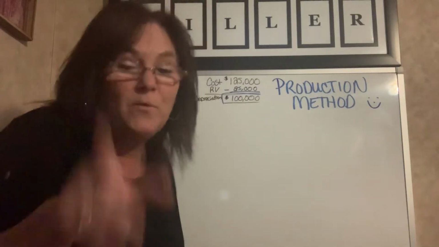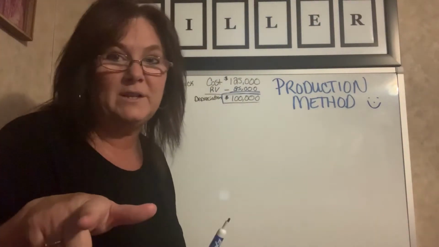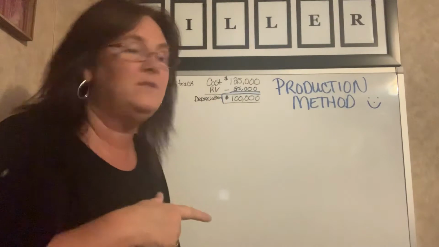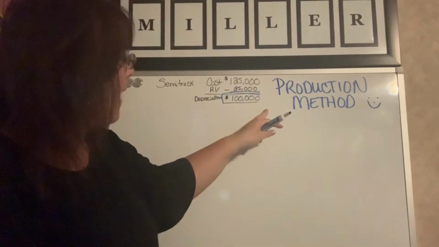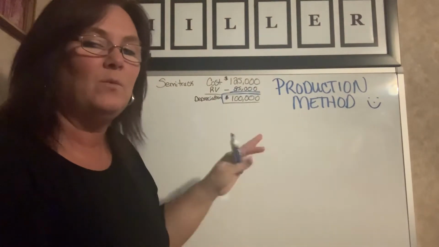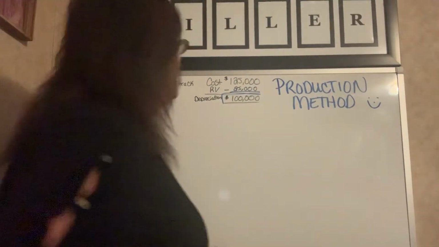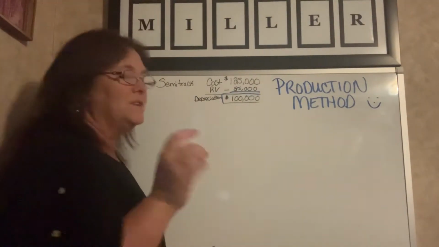Hi everyone, hopefully you watched the first video on straight line. This is the second method that's called the production method. So we're going to start here looking at the math, which is the exact same math that we need for the second one. So let's look at it a little bit closer.